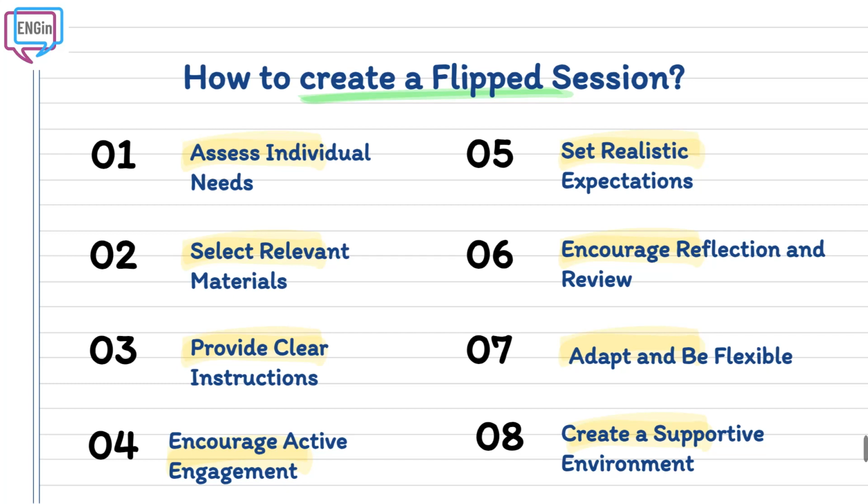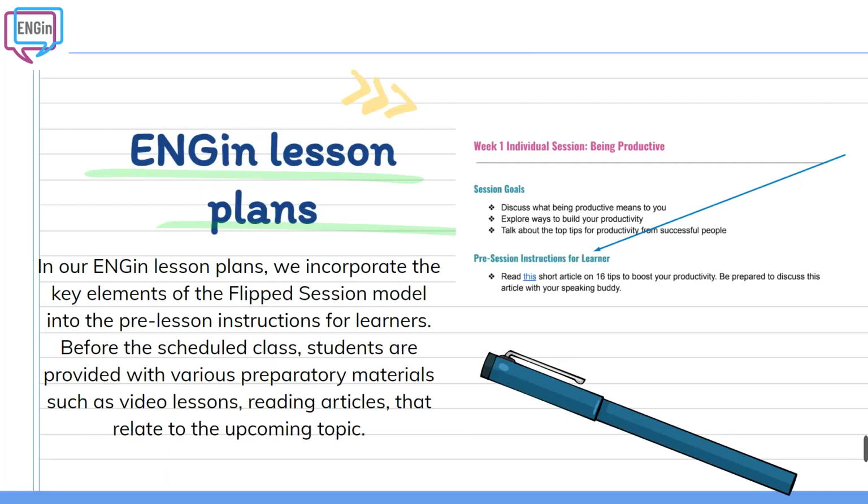By customizing the flipped content to meet the individual student's needs and providing interactive and engaging in-class activities, you can create a dynamic and rewarding one-on-one English session. Remember to continuously evaluate and adjust your approach to ensure the best possible learning outcomes for your learner.